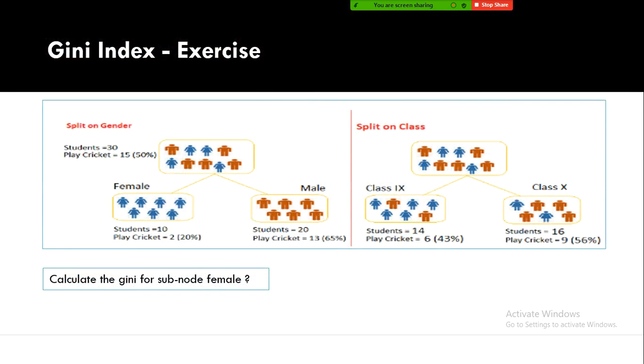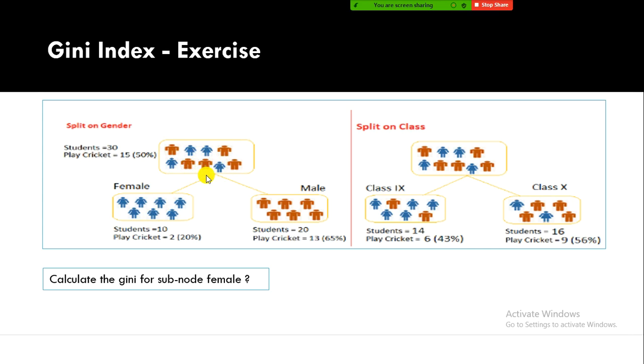Now let us work on one simple exercise. Use the same formula. Probably you can take one pen and paper, okay, and tell me the answer for this one. Don't go literally by this image, okay. Let's say there are 30 students in total, and out of 30 students, 15 students play cricket. What is the ratio of students that play cricket? 15 out of 30 is 50%. 50% of the students play cricket. Okay, this is my root node, and here gender is my root node.